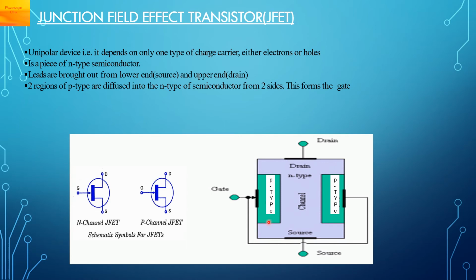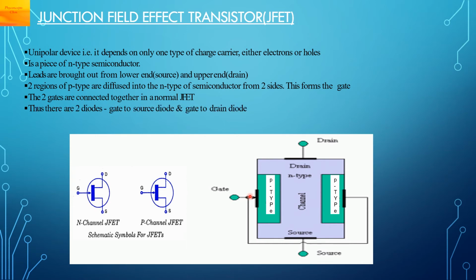Two regions of P-type material are diffused into this N-type semiconductor from the two sides, and this forms the gate. This is the third terminal. The two gates are connected together in a normal JFET. If you see, this is N-type region, this is P-type, so this forms a diode. We can call it a PN junction diode.